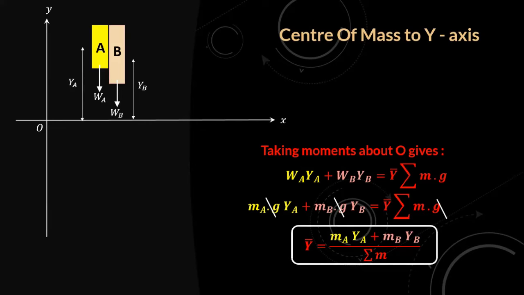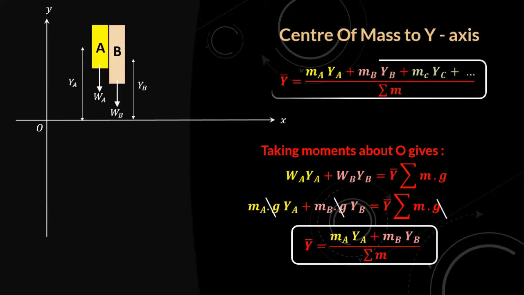Okay, for center of mass to y-axis, we can write Y bar equals MA times YA plus MB times YB plus MC times YC plus etc. You can continue by yourself, depending on the number of objects, divided by sigma of mass. Once again, Y bar equals MAYA plus MBYB plus MCYC plus etc. You can continue it by yourself, divided by sigma of mass. We call this one center of mass to y-axis. Very simple, right?